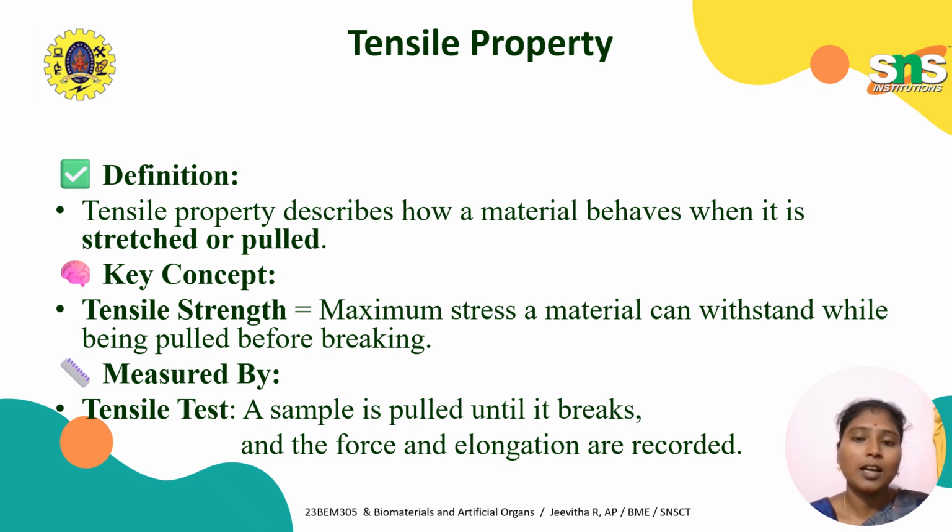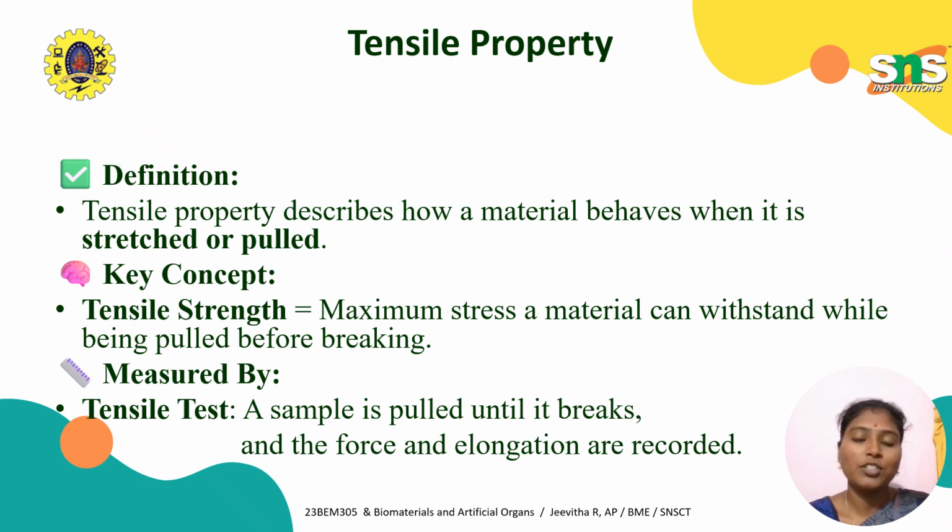If a material has high elongation, it stretches a lot. If a material has low elongation, the material does not stretch. And another is Young's modulus. Young's modulus tells how stiff or stretchy the material is. If the material has high Young's modulus, it is stiff like metals. If the material has low Young's modulus, it is stretchy like a rubber band.